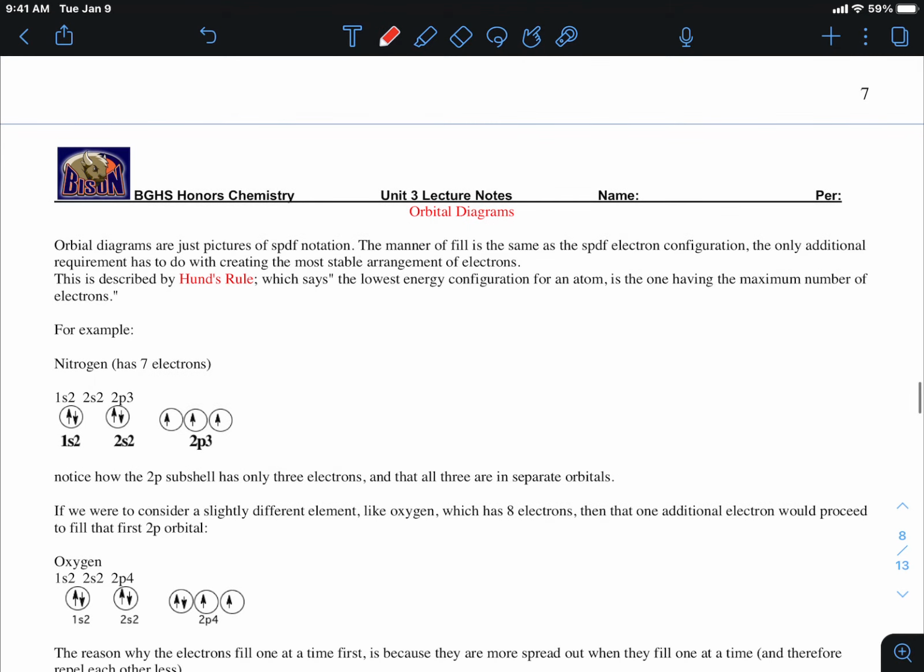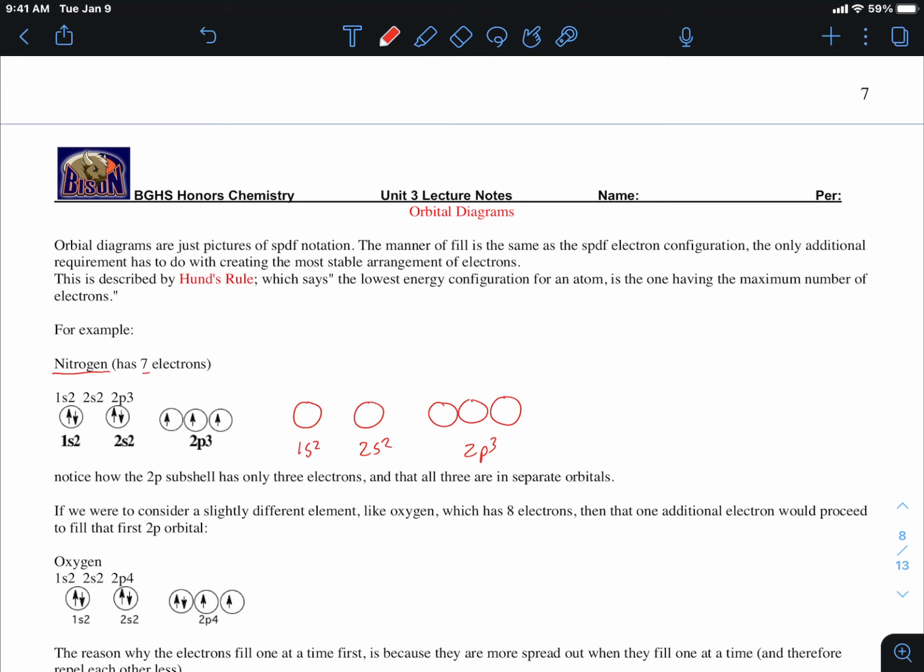All right, so nitrogen, for example, has 7 electrons. We write the spdf notation as 1s2, 2s2, 2p3. Okay, so an orbital diagram is just a picture with a bunch of circles showing where the electrons are. So when we fill this, I'm going to redo it here so you can see the thought process. 1s2, 2s2, 2p3. Okay, so from left to right, always from left to right, start with the lowest energy.